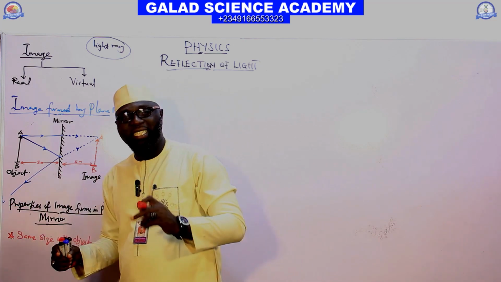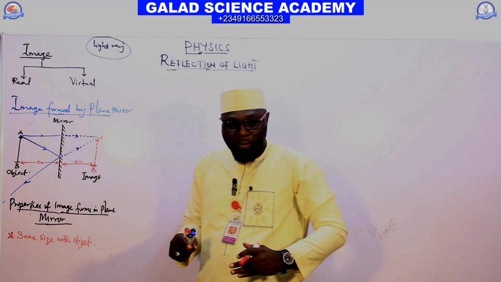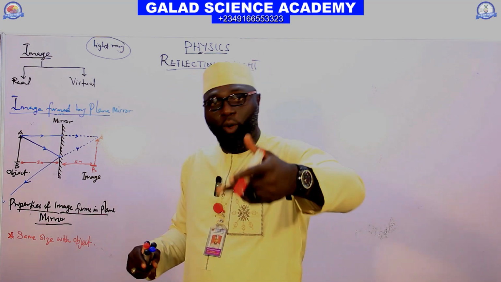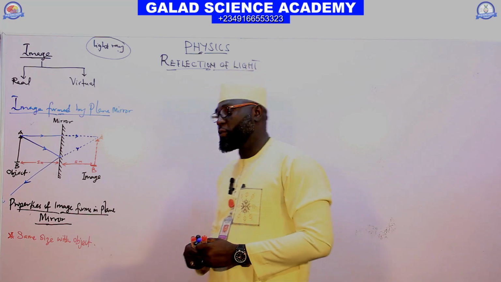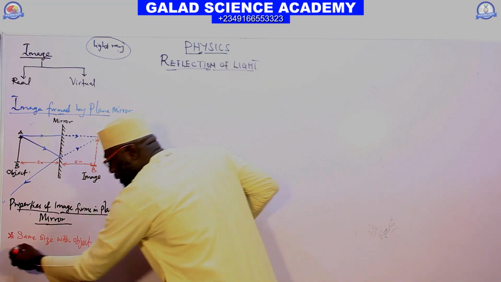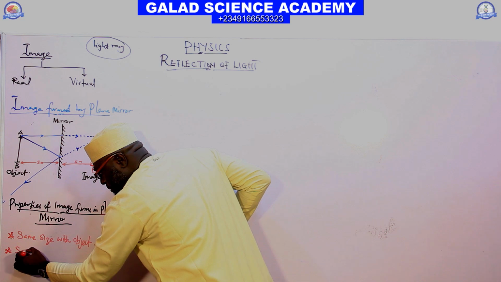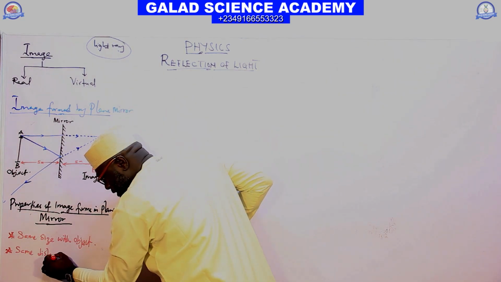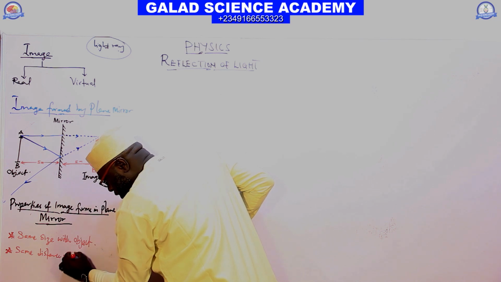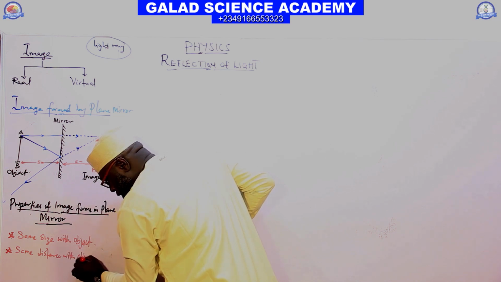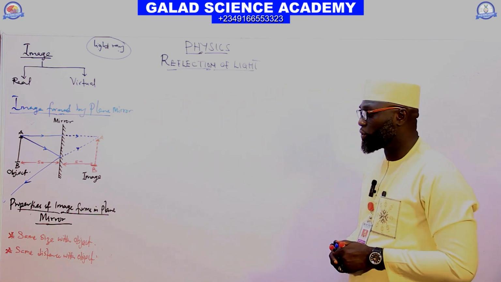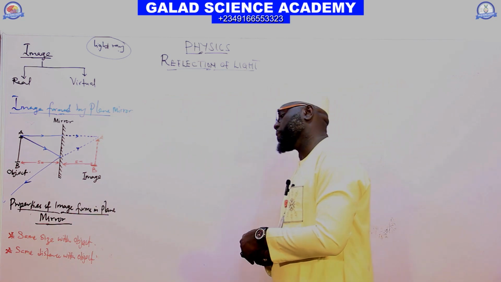That is, the image distance from the mirror is known as the object distance from the front of the mirror. It has the same distance as the object from the front of the mirror.